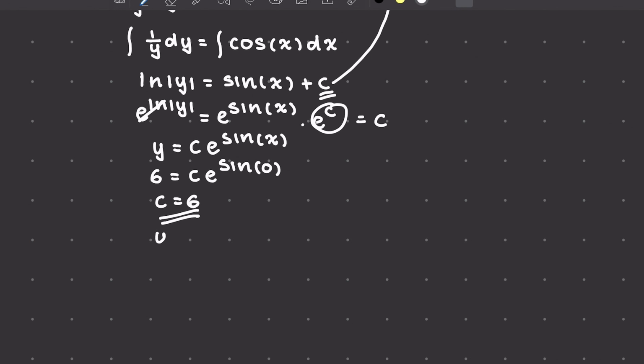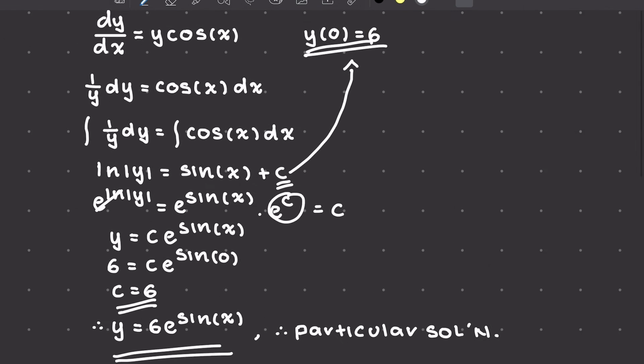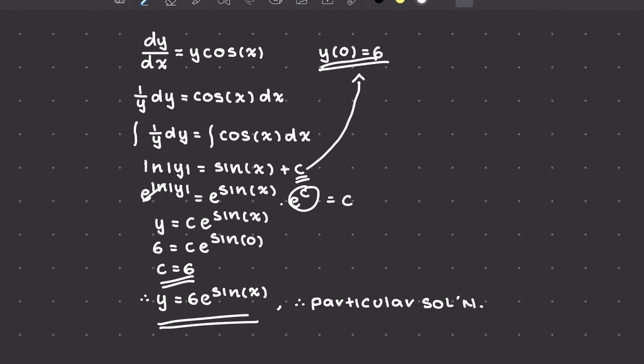And what do we need to do for our last step? Just plug in the c, substituting the c with 6. And it will give us y equals 6 times e to the power of sine of x. And this is our final answer. And what do we usually call this one? It's not a general solution, but a particular solution, since it has an initial value at the start of our problem. And so that's it for today's examples for the separable differential equations.